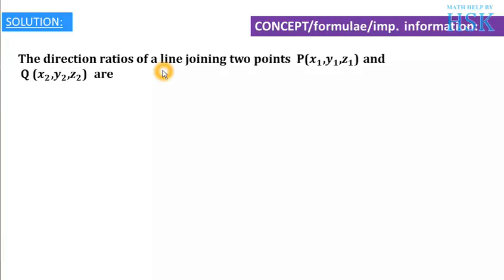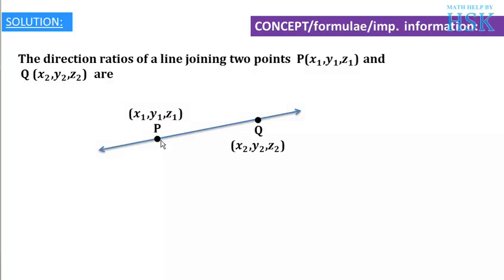First, the direction ratios of the line joining two points P and Q, P having coordinates x1, y1, z1 and Q having coordinates x2, y2, z2. So these points P and Q are joined by this line segment. Then the direction ratios of this line joining PQ can be written as x2 minus x1, y2 minus y1, z2 minus z1. That is the difference of x coordinates, difference of y coordinates and difference of z coordinates.